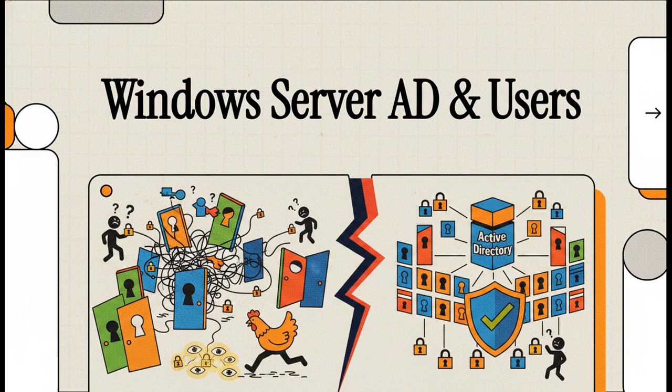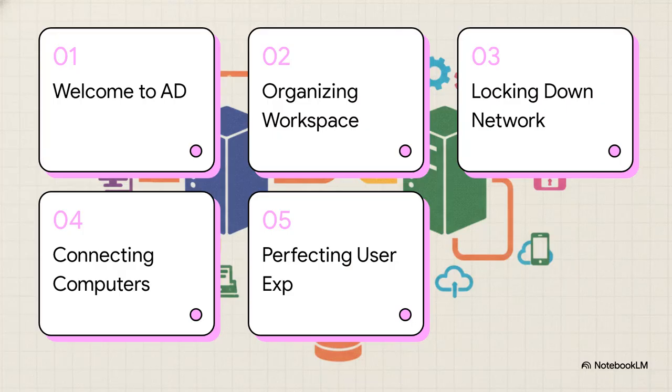Essentially, we are going to construct a digital corporate office right from the ground up. Here's the roadmap for our construction project today. We'll start with a welcome to Active Directory, move into organizing your digital workspace, locking down the network, connecting and managing computers, and finally, perfecting the user experience. Let's get right to it.